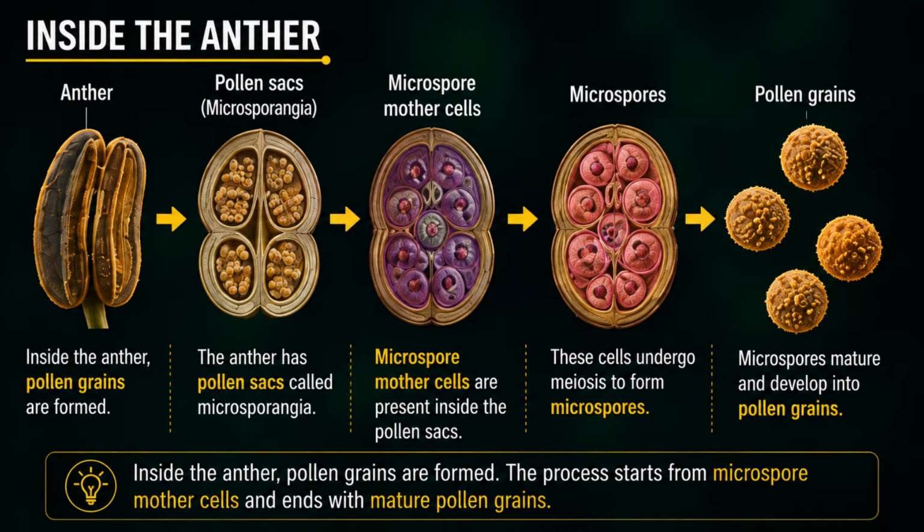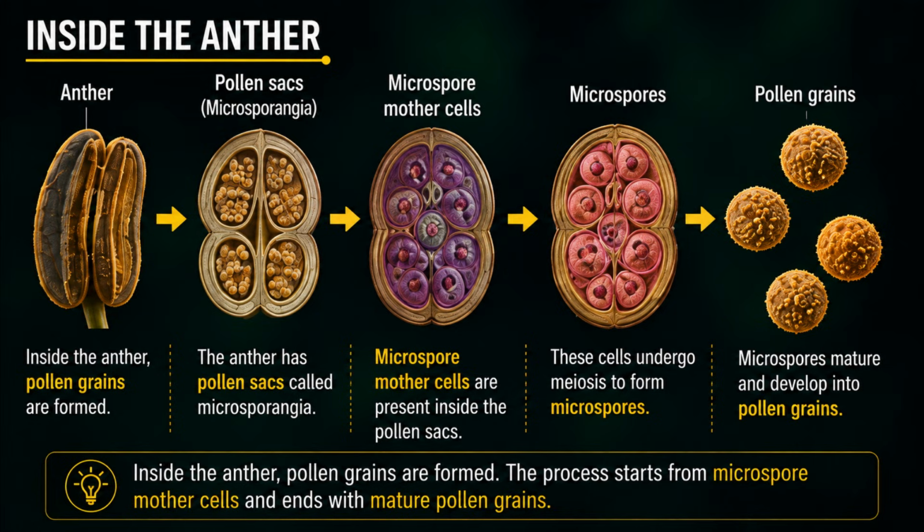Now let's travel inside the anther. The anther contains specialized structures called pollen sacs, also known as microsporangia. Inside these pollen sacs, the process of pollen development takes place. The process begins with specialized cells called microspore mother cells. These cells undergo meiosis and produce microspores.